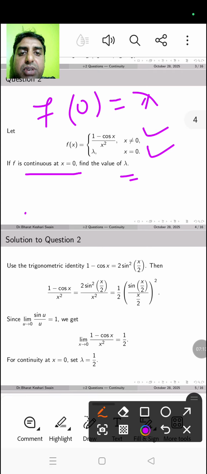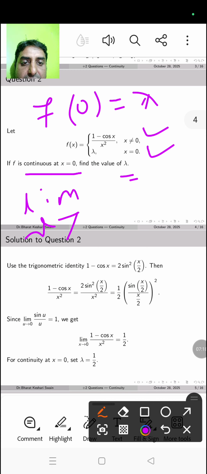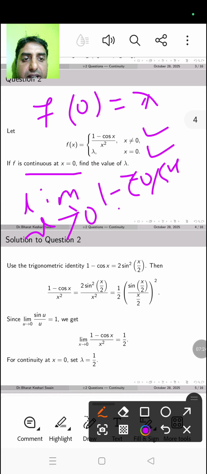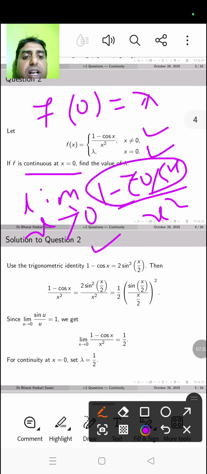So the limiting value is what? Limit x tends to 0, (1 minus cos x) divided by x square. So now to find this limit, 1 minus cos x, we know from the trigonometric identity that 1 minus cos 2x is 2 sin square x. So 1 minus cos x will be 2 sin square (x by 2). So therefore, (1 minus cos x) by x square equals 2 sin square (x by 2) divided by x square.